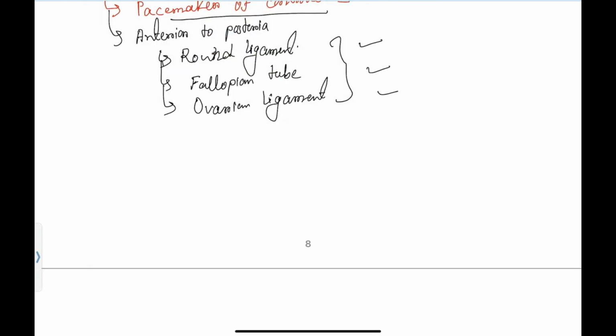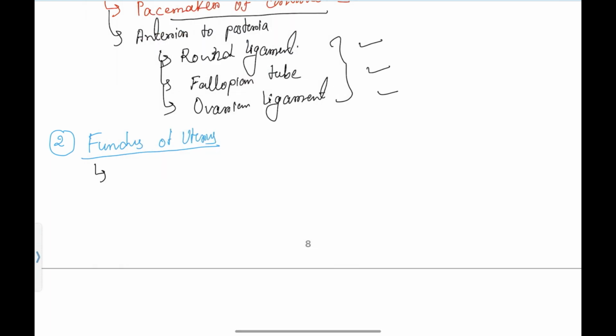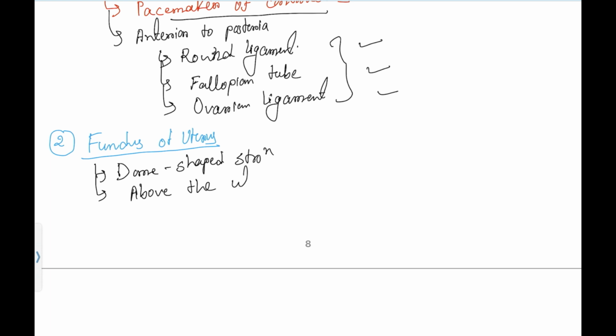Now coming to the second part, and that is what? The fundus of the uterus. What you need to remember about the fundus is that it is a dome-shaped structure. Where is it situated? It is situated above the uterus, meaning the topmost portion of the uterus. Okay.